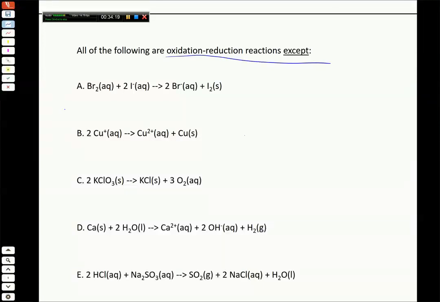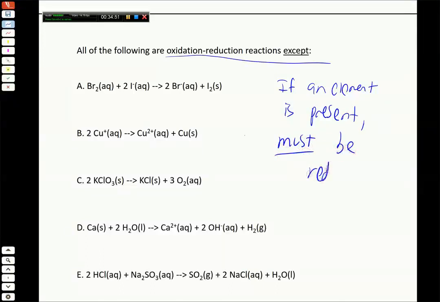So, we're asking for which ones are oxidation reduction reactions. As I said, the long and rigorous way to do this is to assign oxidation numbers for every element in these reactions and then find out which ones have oxidation numbers changing. However, there is a shortcut. So, if an element is present in a chemical equation, it must be a redox equation.